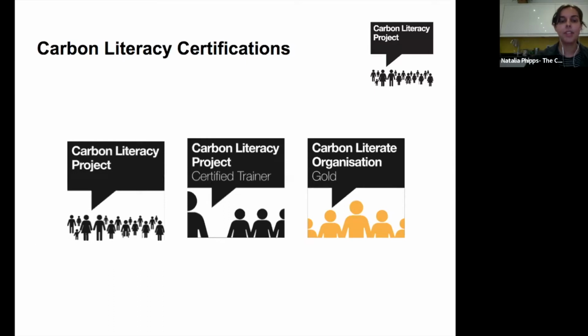Carbon literacy certifications happen at different levels, depending on if you're an individual or an organisation. For individuals, you can become trained in carbon literacy yourself. If you wanted to go on to become a certified trainer, then you can do that. And for organisations, there's the Carbon Literate Organisation Award, which has 4 different levels: bronze, silver, gold and platinum. That's really to demonstrate your commitment and your engagement with climate action.